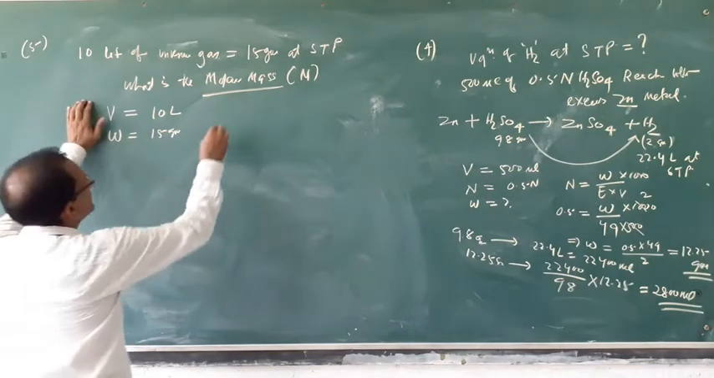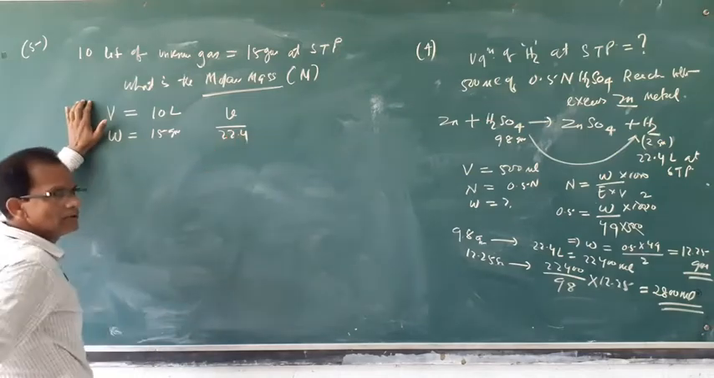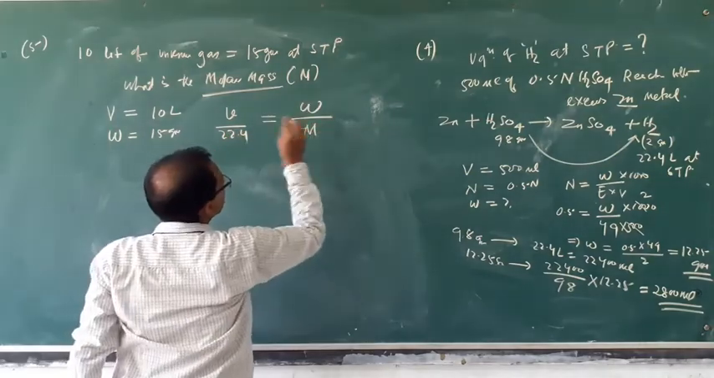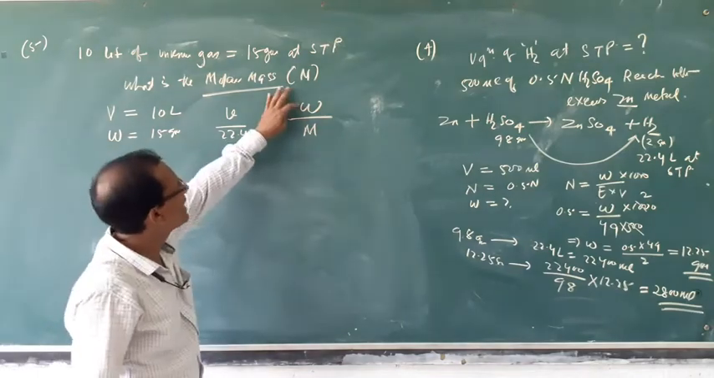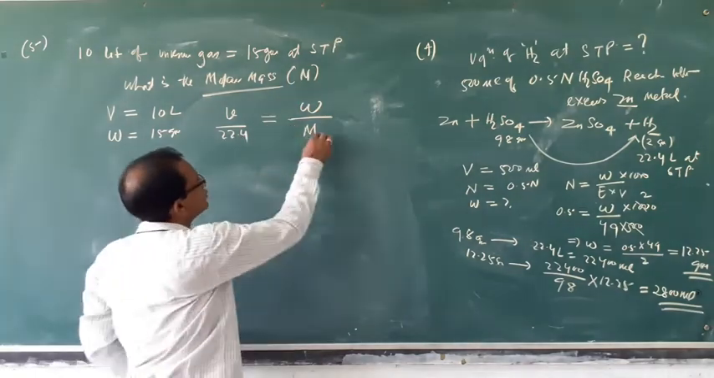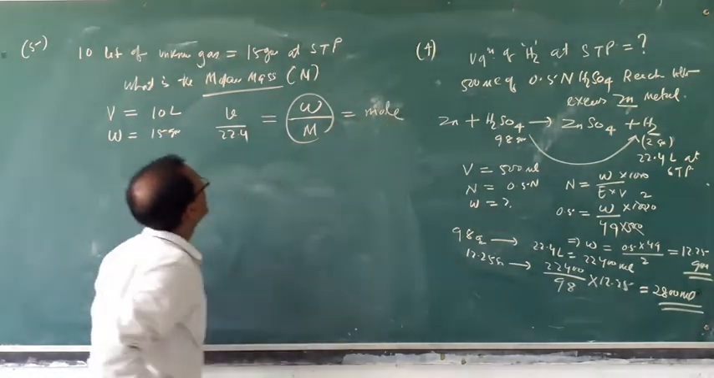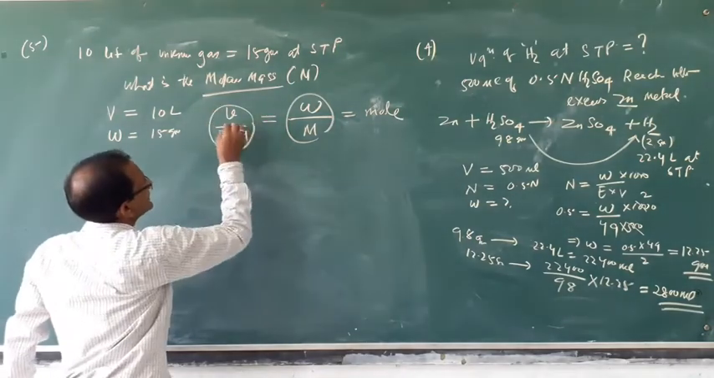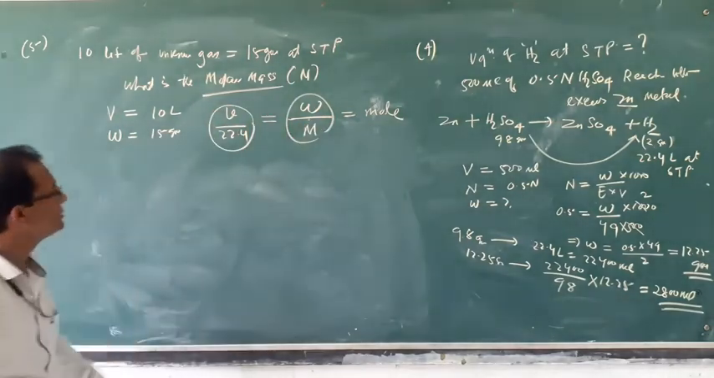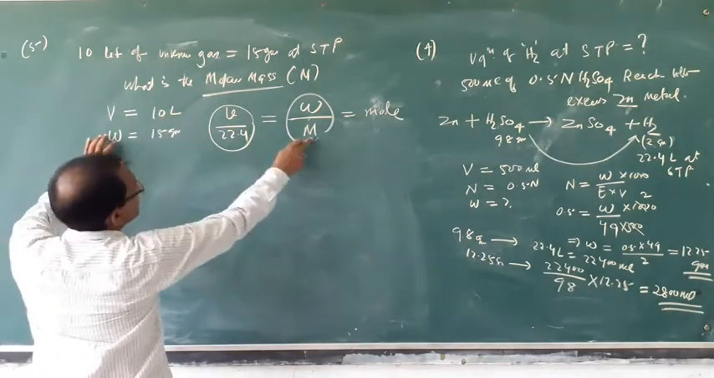We know that V by 22.4 liter is equal to W by M. Already we have read in the calculation, concentration. Mass by molar mass is equal to mole. Volume by molar volume is equal to mole. And these moles are same. Now put the formula. Now your question is what is the molar mass?